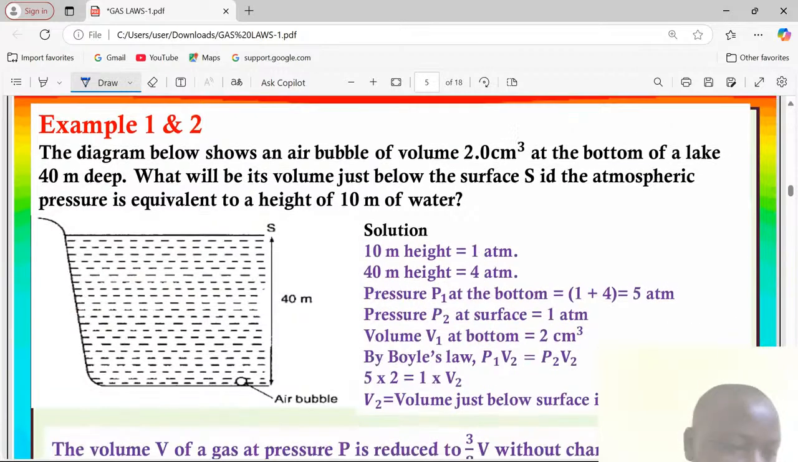Look at this example now, which is a calculation. I want us to compute it together. Make sure you are following. The diagram below shows an air bubble of volume 2.0 cubic centimeters at the bottom of a lake 40 meters deep. What will be its volume just below the surface?